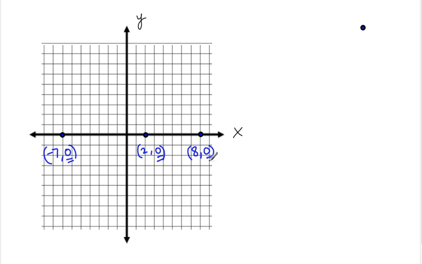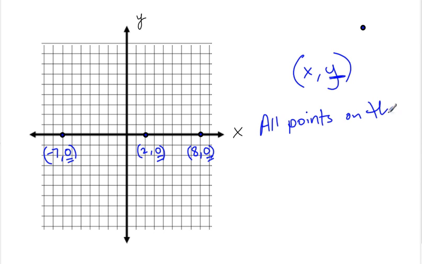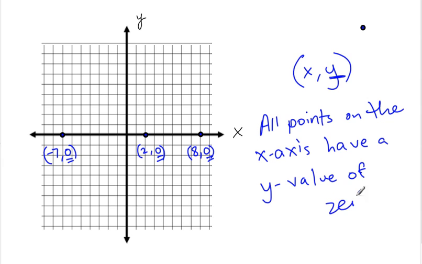And where is the 0? Is it in the X place or the Y place? Let me remind you, it goes like this: x, y. It's in the Y place. We can clearly see that the 0 is in the Y place. Right there, right there, right there. So I'm going to go ahead and put this: all points on the X-axis have a Y value of 0. Sorry, that's kind of funny. All points on the x-axis have a y value of 0.